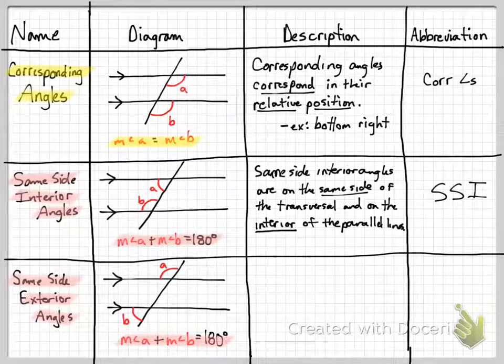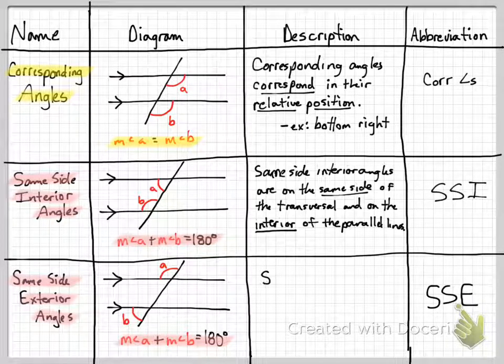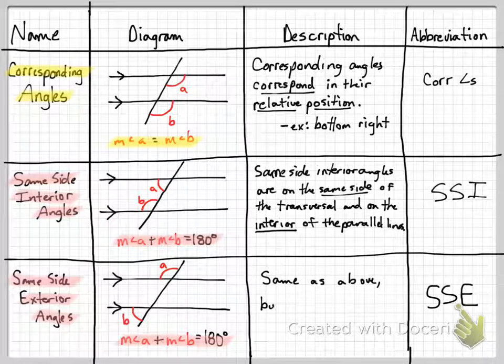What I'm going to do is go ahead and write out the description. Our abbreviation, what do you think it's going to be? SSE. So our description is going to be a little shorter this time. It's going to be the same as above, but on the exterior of the parallel lines.